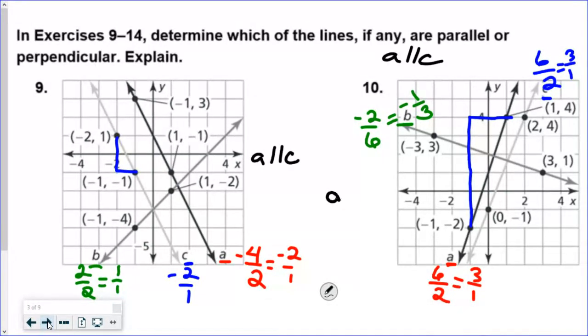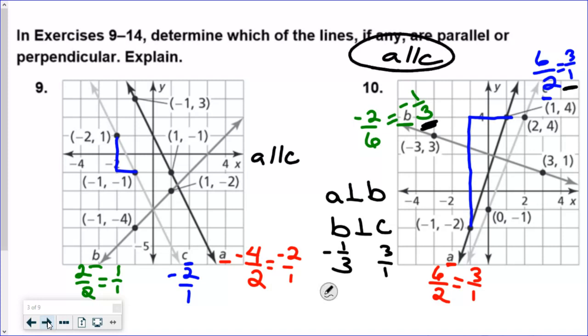How do we say that? A is perpendicular to B. Okay, but what you should notice is, look here and here. Those are also opposite reciprocals. So B is also perpendicular to C because B is a negative 1/3 slope and C is a positive 3 over 1. So they are reciprocals, they're flipped, and they're opposites. So you actually have one pair that is parallel and two pairs that are perpendicular.